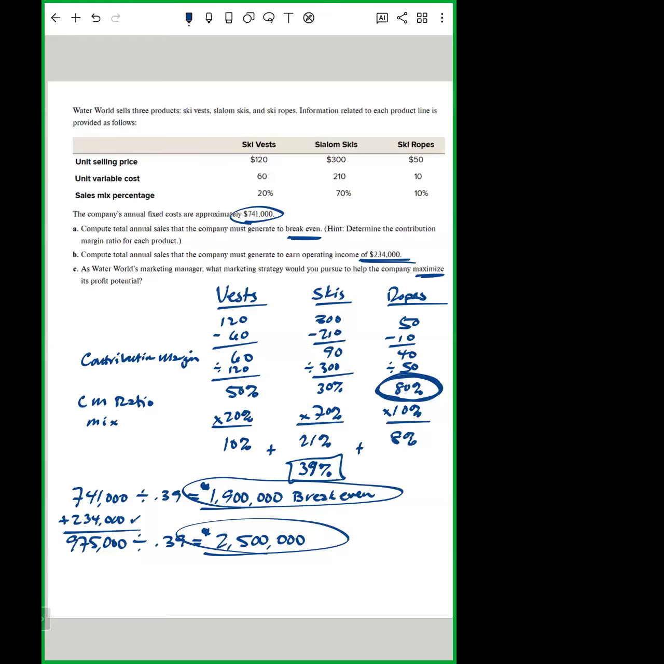Maybe we can come up with some really creative handles that go on them, or maybe cool colors would make a difference, right? I mean, I don't know what we could do, but we have a really strong contribution margin there in the ropes, whereas the skis are kind of on the bottom end, and the vests are in the middle, but the ropes by far are the strongest. And so if we could focus there, we have the potential to drive up the profitability of the business.